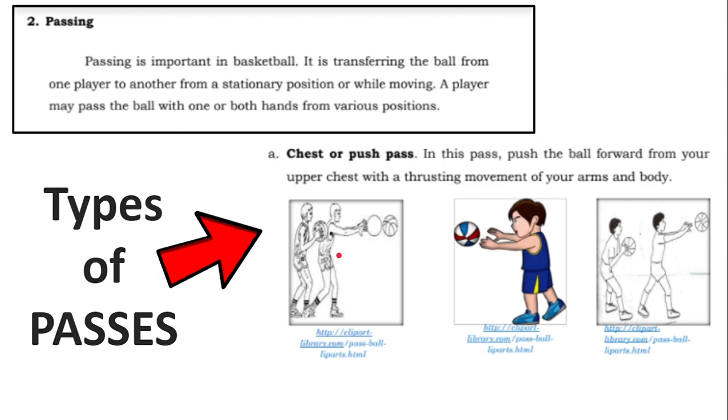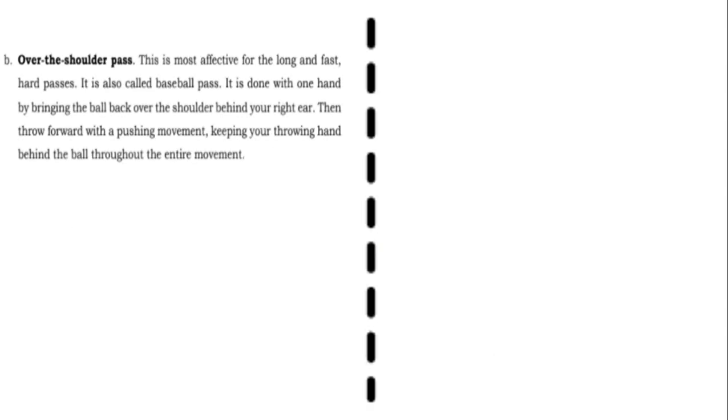So, like for example, this one, in the illustration, the first player is holding the ball and passing it to another member within the chest level pa rin. So, that is a chest or push pass. Number two type of passing, we have the over the shoulder pass.